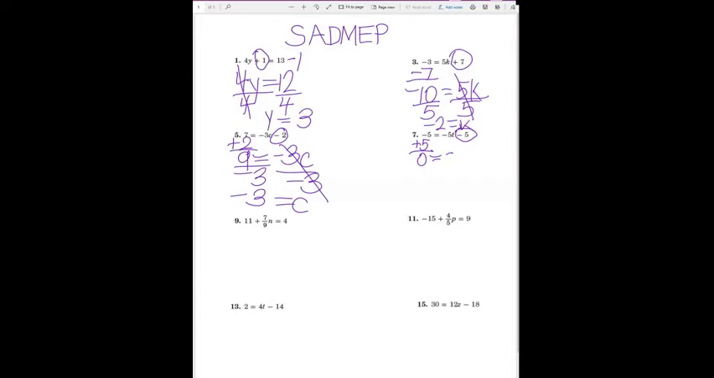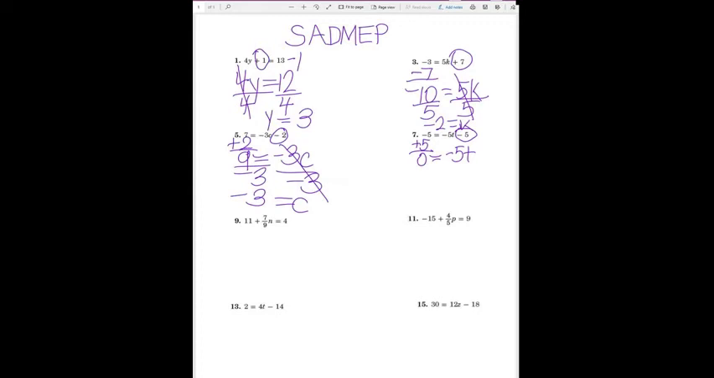Bring down the negative 5t. The next letter is A, addition. We don't have any addition. After that is D, division. We do not have any division.